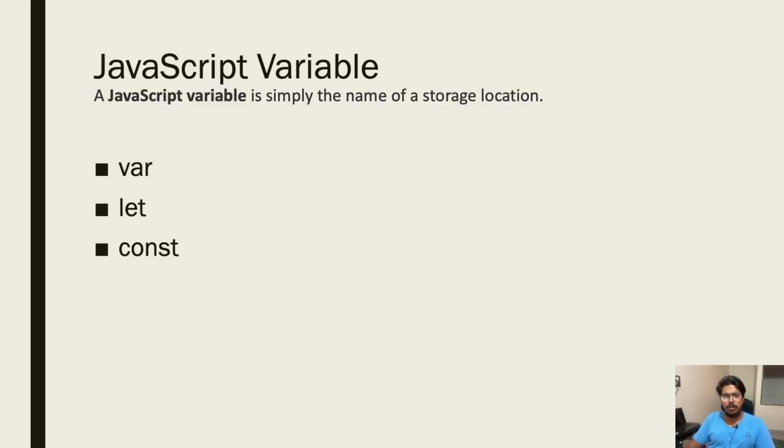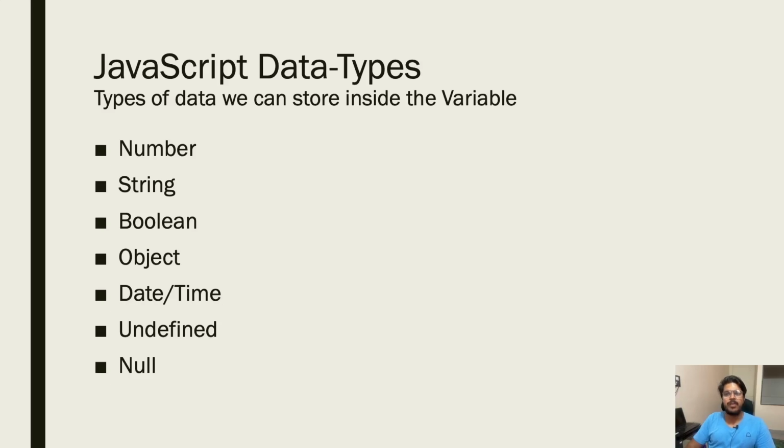Now we will jump to the next slide, and in the next slide we will discuss the data types. So what is a data type? A data type is basically the kind of data which we are storing inside our variable. We can store it in any format, like number, string, and boolean. Whatever type of data we are storing in our variable is defined as the data type. There are various types of data types available inside JavaScript.